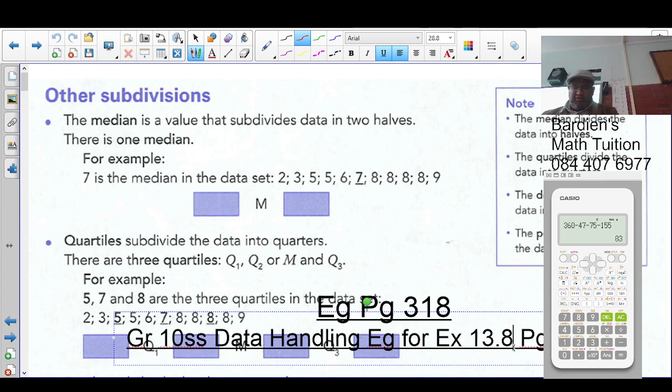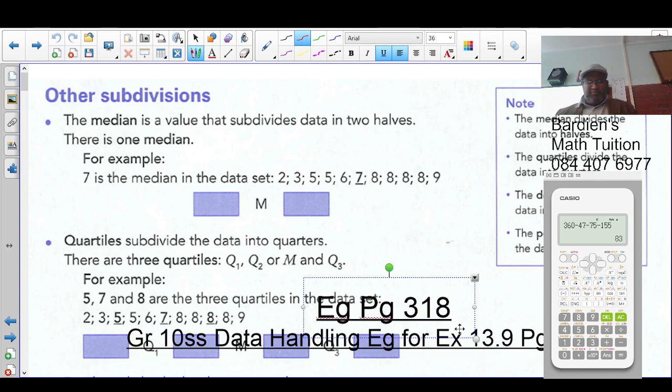So now we're looking at the examples for 13.9. And 13.9 is on page 321. The example is on page 319. I'm reading from page 319. The example is on page 320. But this here, other subdivisions, I'm reading from page 319.